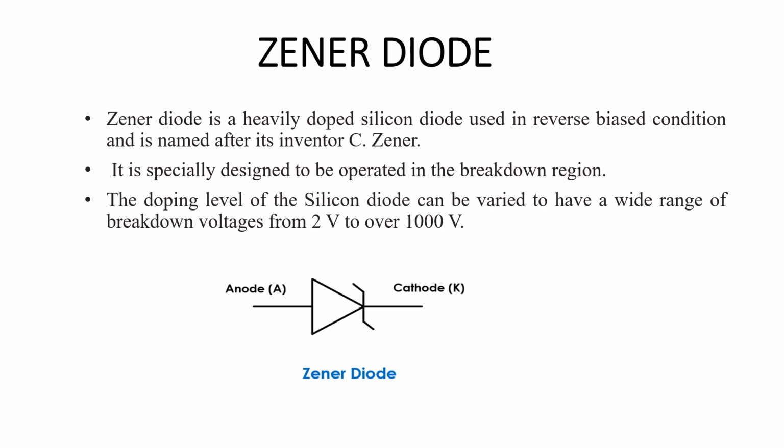The breakdown voltage of Zener diode can be set by controlling the doping level. For Zener diode, silicon is preferred to germanium because of its high temperature and current capability.